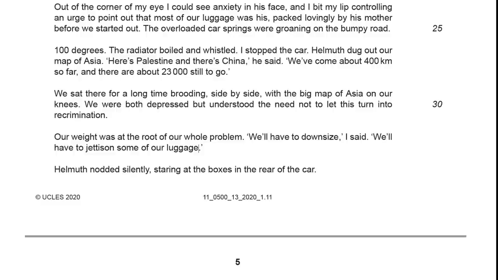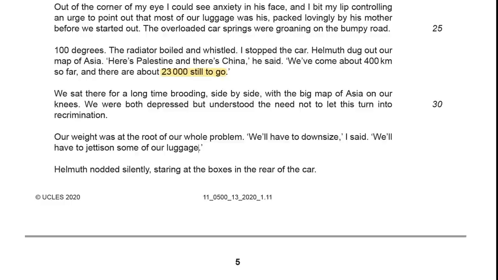Now, without even having to read the text, one glaringly obvious problem is that they still have a long way to go until they reach Baghdad. What could happen? Well, given the current state of the car, which of course is exacerbated by the heavy luggage, they could perhaps break down. Perhaps they should have familiarized themselves with this big map of Asia that they have. So in other words, where is the closest place where they can get help, a garage, some assistance? So I'm simply going to highlight 23,000 kilometers still to go.